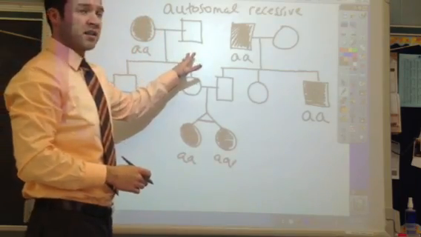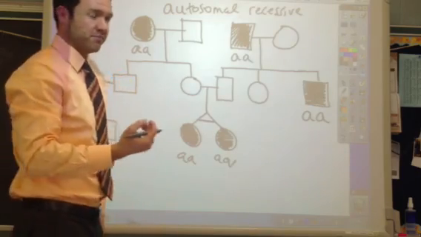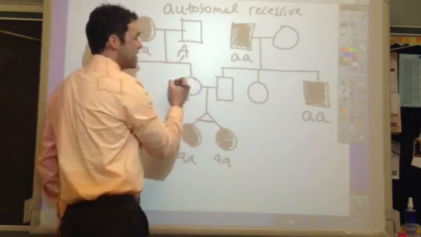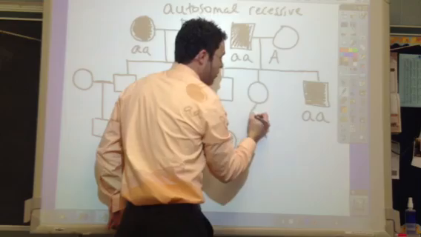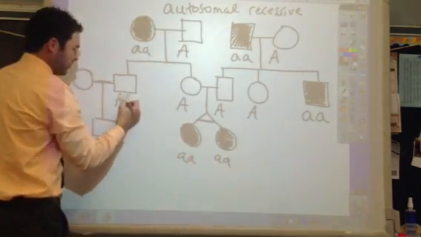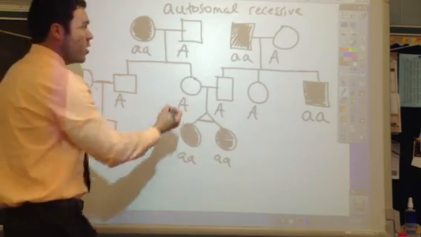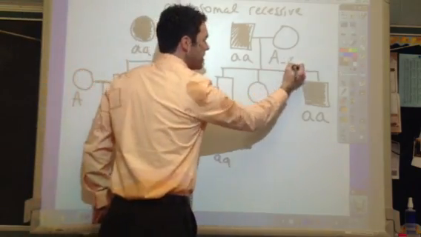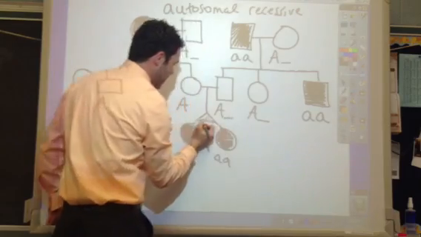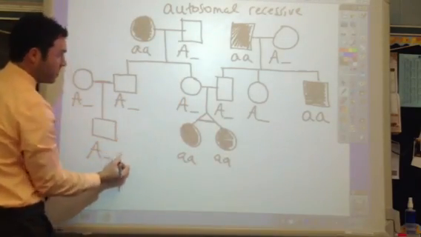Therefore, anyone who's not shaded, guess what they have to have minimally? Hopefully you're thinking it has to have a dominant A. They wouldn't be unshaded if they didn't have a dominant A. So you can fill in the dominant A for all of them. What we're now going to do is go back in and fill in as many of these lines as possible. So there's a few that we have to work with.